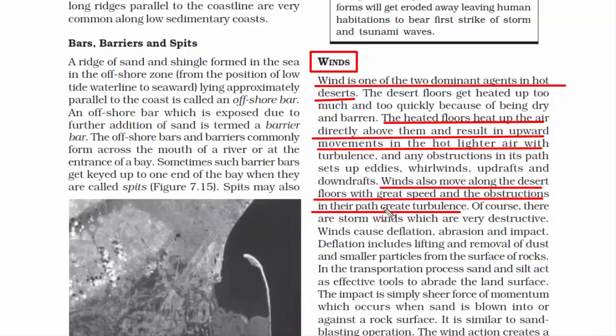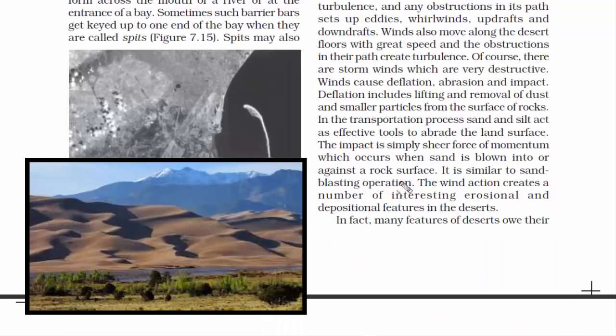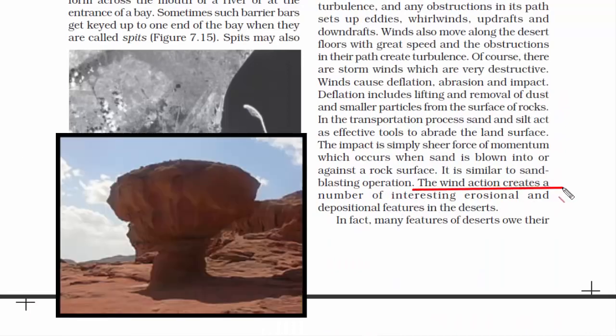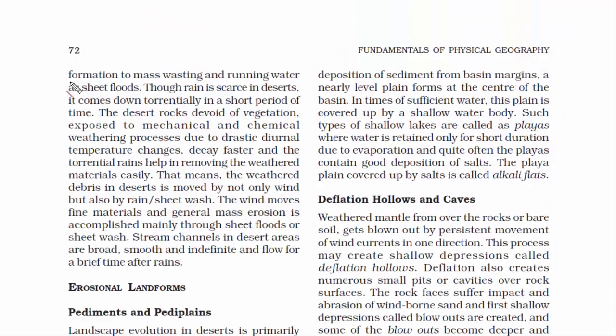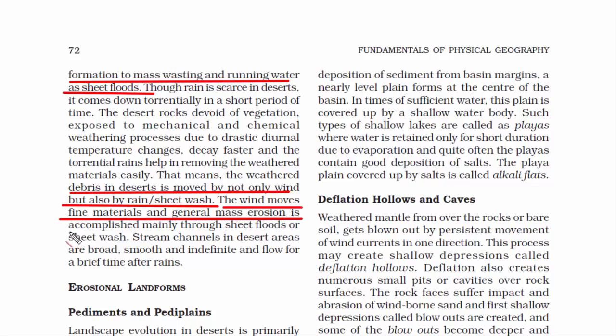The wind action creates a number of interesting erosional and depositional features in the deserts. In fact, many features of deserts like sand dunes, mushroom rocks, etc. are formed due to the movement of wind. Deserts rarely face rain, but when they do, it's for a short period and it is very heavy. That means the debris of rocks and sand in desert is moved by not only wind but also by rain. The wind moves fine material and general mass erosion is accomplished mainly through rain.